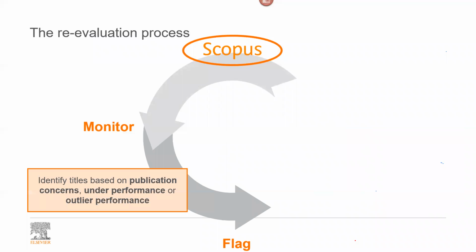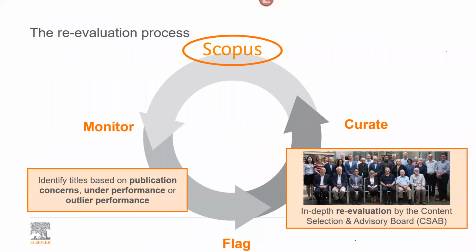It starts with monitoring, and then we identify titles based on publication concerns, which come from you as researchers, the performance by metrics, and the software, which is in the database. And then it is flagged, and it goes back to the Content Selection and Advisory Board, which decides if the journal is to be discontinued or to continue in Scopus. And we have a list of the discontinued journals on our website. So we make the criteria available on our website, and the list of discontinued journals, to make it a very transparent process.